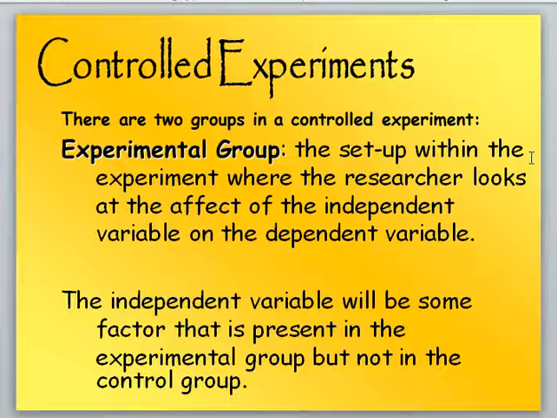The other group is called the experimental group. This is the setup within the experiment where the scientist or researcher is looking at specifically the independent variable and its effect on the dependent variable. The independent variable is going to be some factor that is present in the experimental group but not in the control.